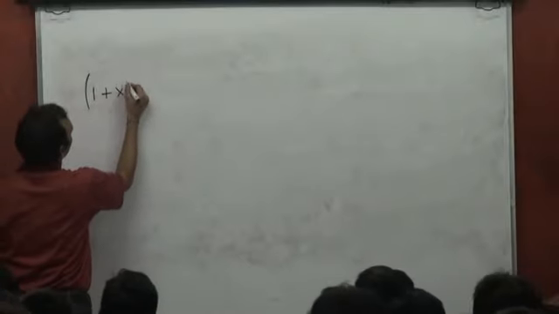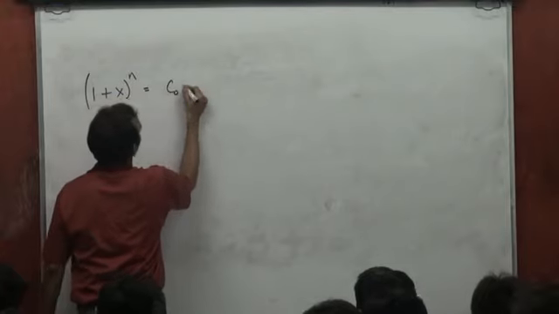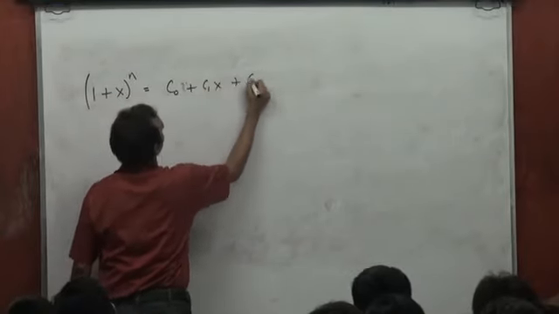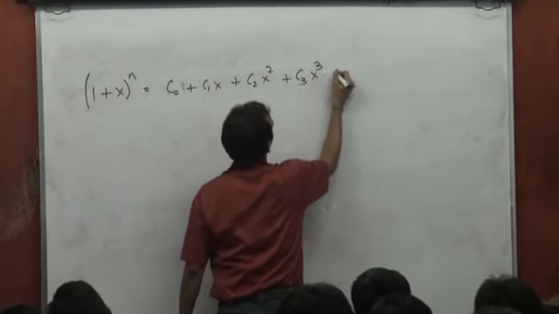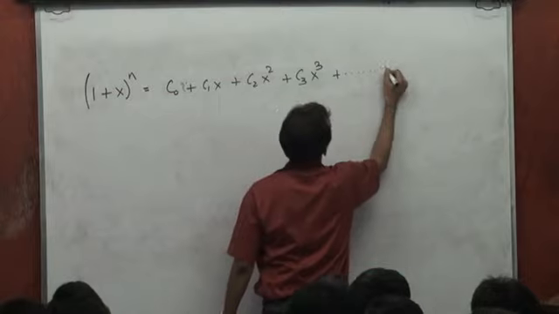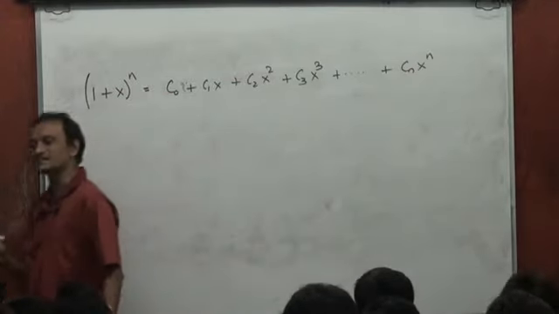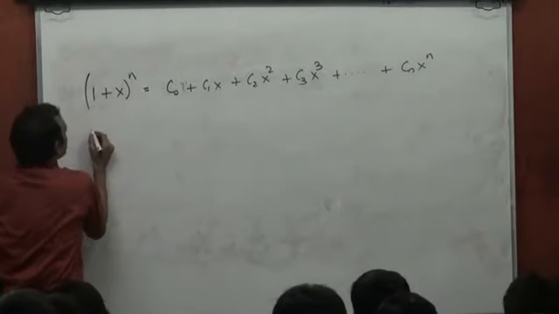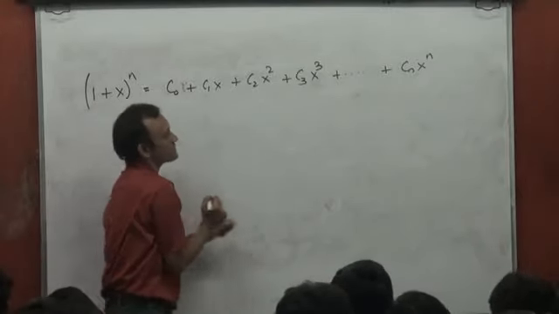Now, (1 + x)^n, I wrote in ascending powers as c0 + c1x + c2x² + c3x³ + ... + cn x^n. That's in ascending powers, right? In descending powers, if I had to write the same thing, then I write this cn as c0.